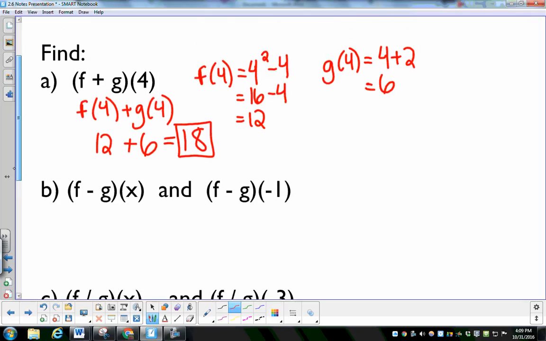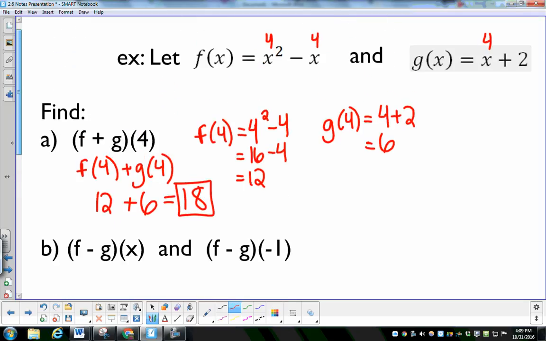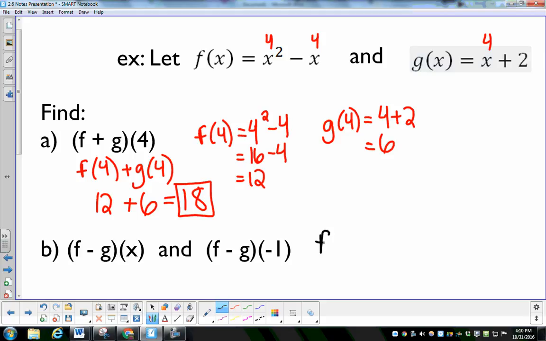Alright, so now what we're going to do is a subtraction problem, and it looks a little different. I'm going to write down my f of x and g of x again, because I need to scroll down, I'm not going to be able to see it. So f of x is x squared minus x, and g of x is x plus 2. All right, let's scroll down.